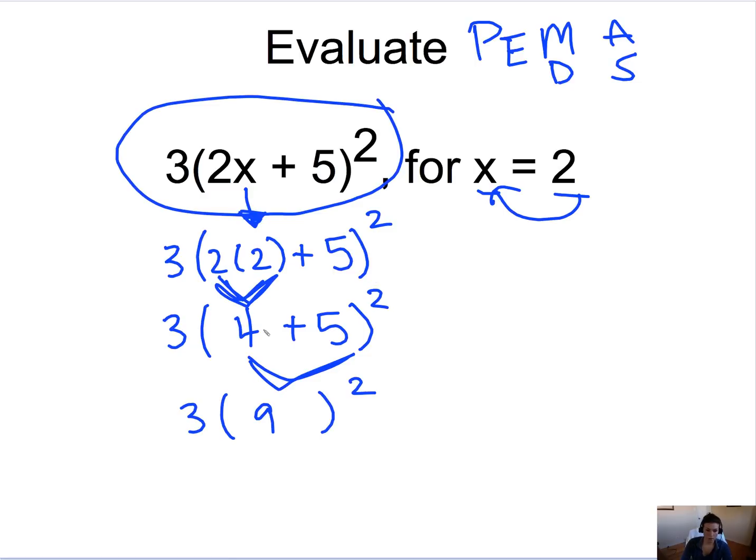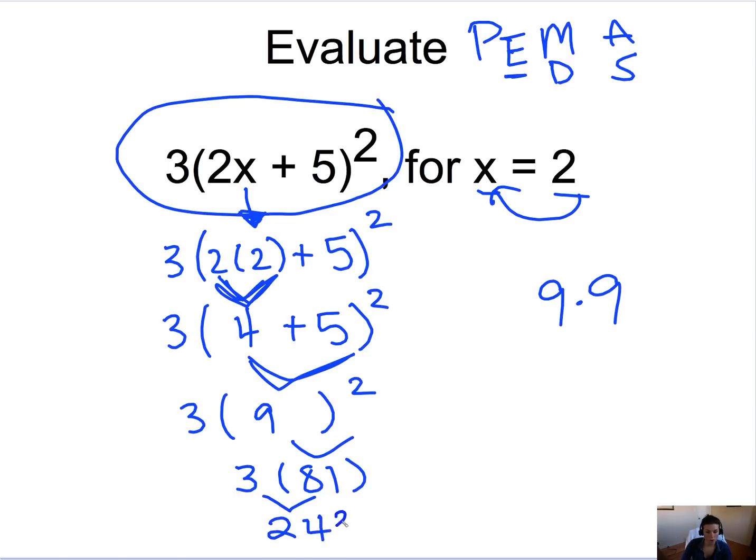Now we don't have anything else in the parentheses, so we need to go to the next step, which is exponents. So I need to do the 9 squared next. Remember, it's not 9 times 2, it's 9 times itself 2 times. So 9 times 9 would be 81. And then I need to multiply that by 3, and 3 times 81 would be 243. So we just evaluated this so that x equals 2. That's the answer, and we're done.